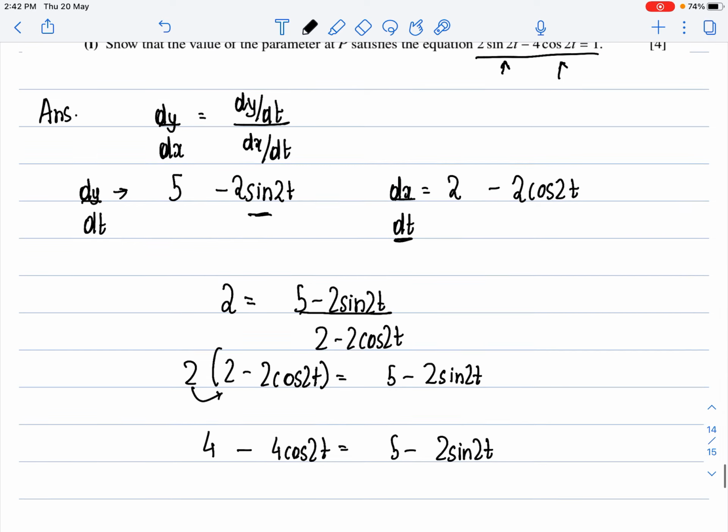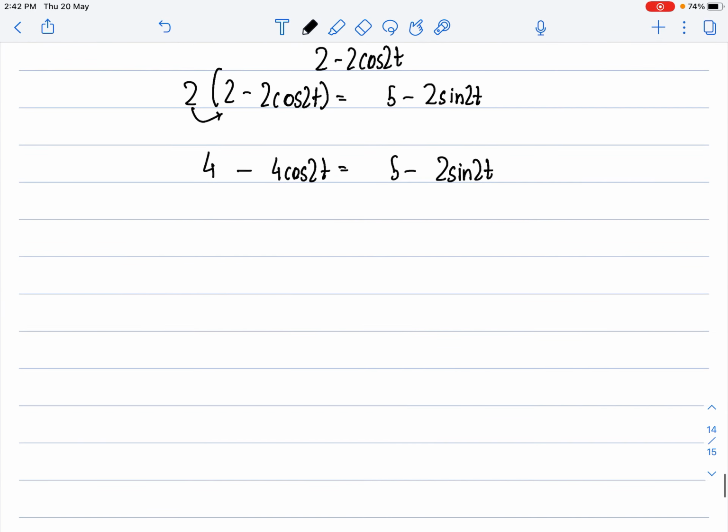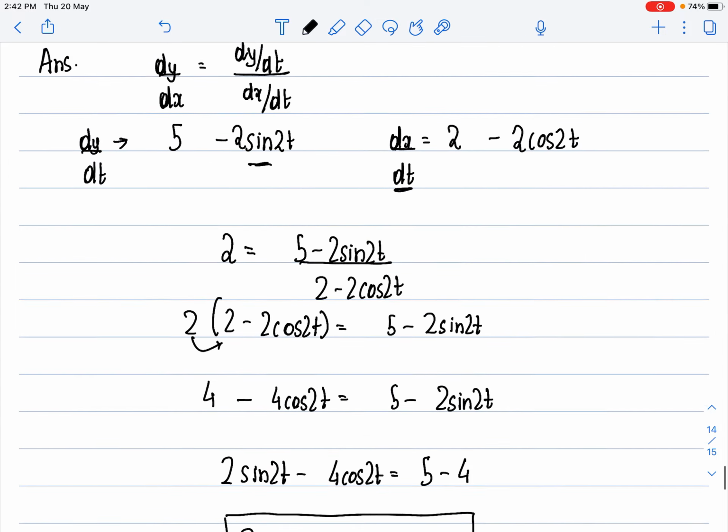Agreed? Now I need 2 sine 2t to be positive. So I can write this as 2 sine 2t minus 4 cos 2t equals 5 minus 4. So I get 2 sine 2t minus 4 cos 2t equals 1, which is basically the final answer and what I needed to prove.